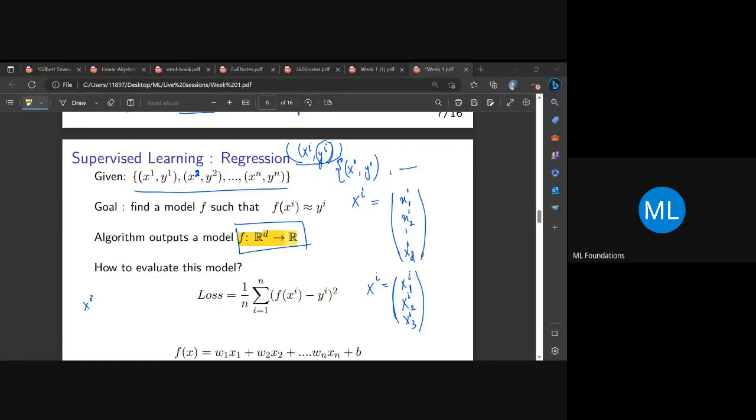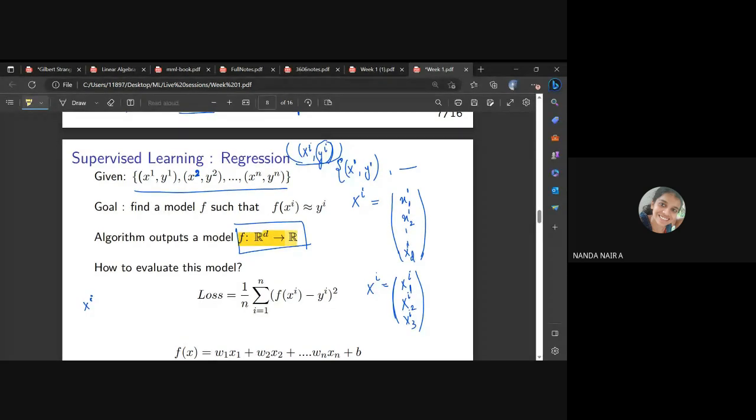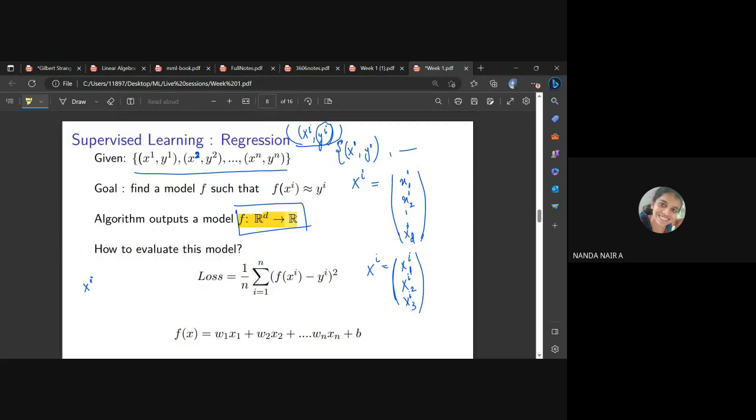Yes, Naira, you have a doubt? My question is, yi will be one dimensional, no? Because it will give you the output. Yes, one dimension. That is why we write that R^d goes to R. The function f takes any vector in R^d and gives you a real value. In this case, that will be the price of the house.